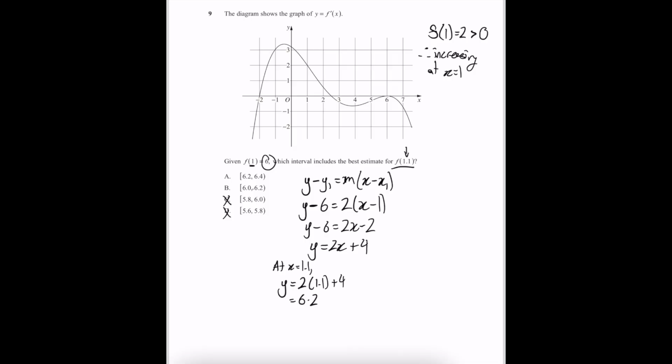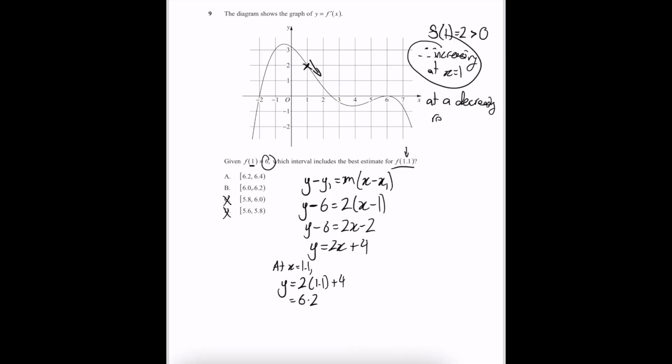So which of the two is it? How do we know if the y value of f of 1.1 is greater than or less than 6.2? Because that will give us the answer to A or B. So to figure this out, we need to realize that the gradient of the gradient function, or in other words, the concavity, is decreasing. This function here is decreasing at x equals 1. So what that means for the original graph is its gradient is increasing, but at a decreasing rate.